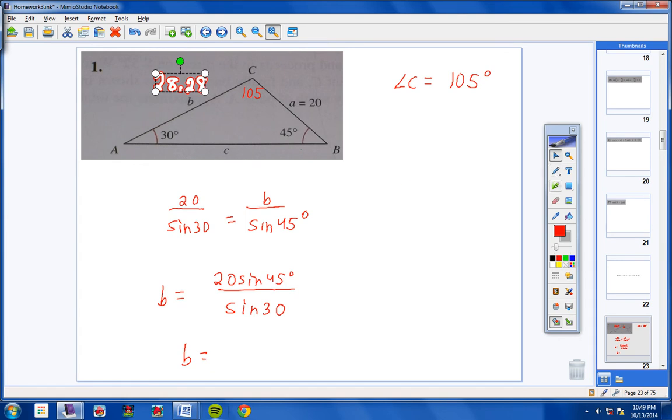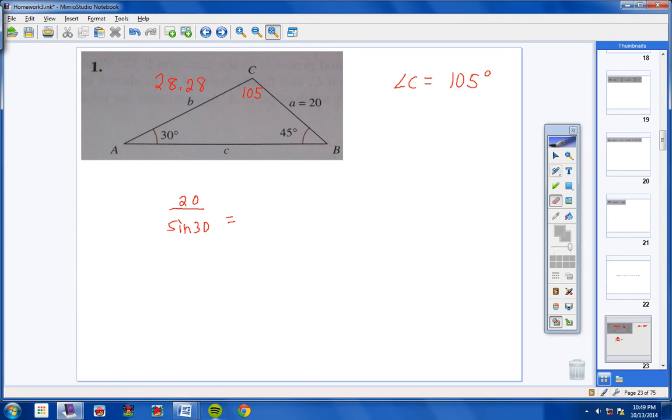And now let's solve for side C. When you solve for side C, I recommend that you start off with the same ratio, the original pair that you had, 20 over sine of 30, A and A, and now we're going to solve for side C. So side C over the sine of 105. If we cross multiply and then divide, we'll end up with C equals 20 sine 105 divided by sine of 30. If you type that into your calculator correctly, 20 times sine of 105, enter, divided by sine of 30, enter, you should get 38.64. Okay, so there we go.